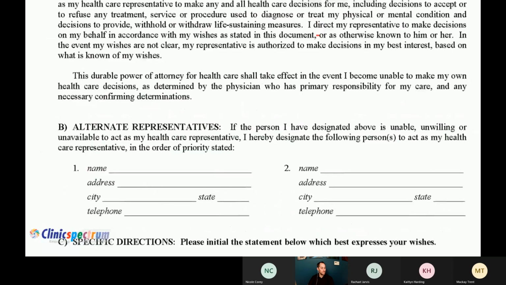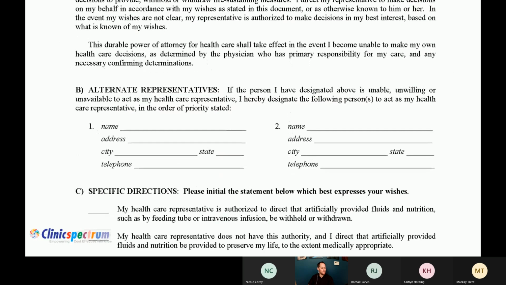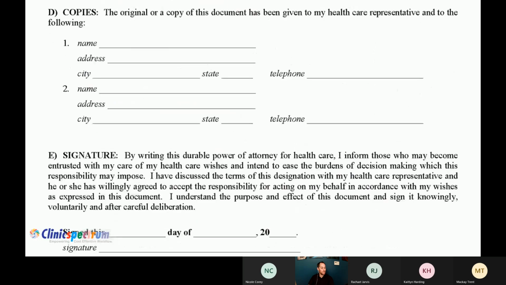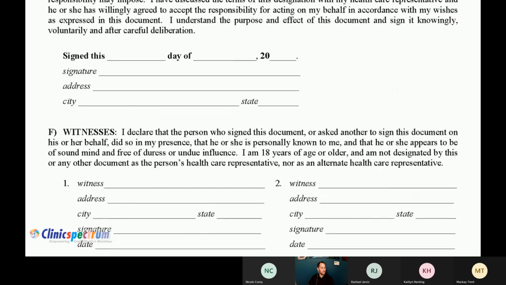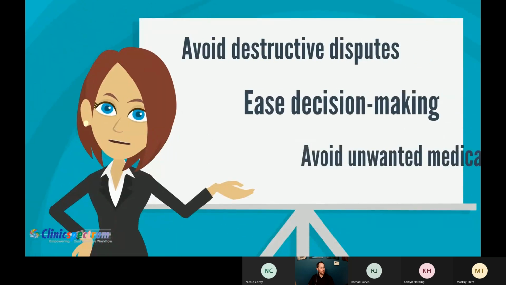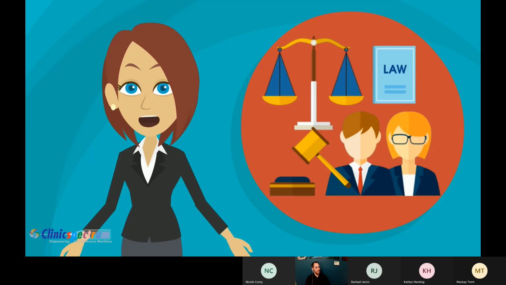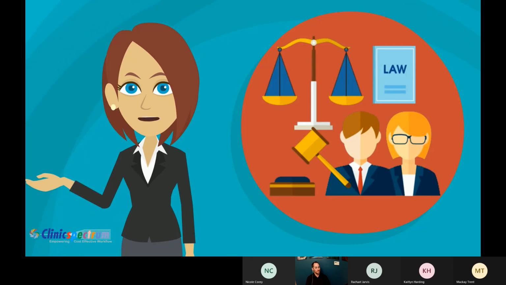Section B is for designating alternate representatives in case the nominated person is unable, unwilling, or unavailable to act as your healthcare representative. Section C specifies directions to best express your wishes. Section D, E, and F are similar to that of the living will, comprising your signatures and those of the witnesses. By completing an advance directive, you can help avoid potentially destructive disputes, ease decision-making on loved ones, and avoid unwanted medical procedures. In addressing the creation of an advance directive, competent legal counsel should be consulted.